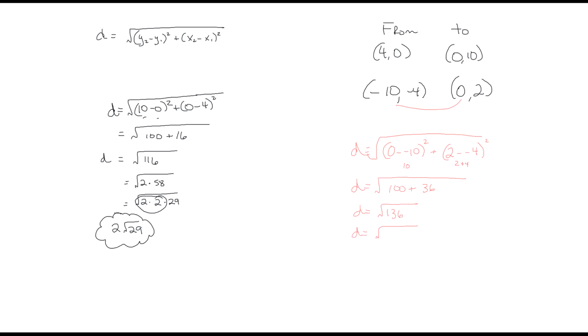Four can go into there, but 4 times 34. Yes, okay. Which is 4 times 2 times 17. So all I can get out of there is the 4, which is 2 root 34.